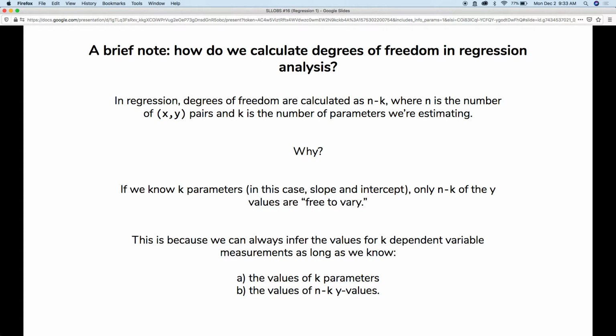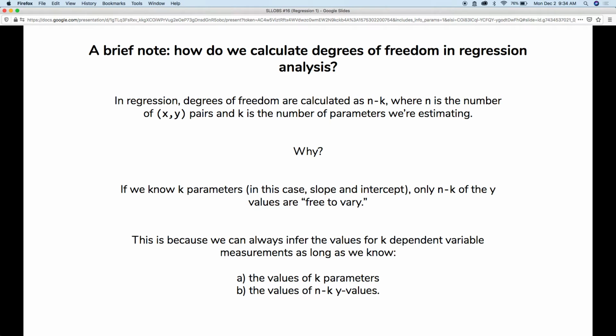So you don't need to worry about this too much, but if you're doing a simple linear regression and you're estimating 2 parameters, slope and intercept, y equals mx plus b, the degrees of freedom in your analysis is just going to be n minus 2. It gets a little bit more complicated when you introduce multivariate regression, but we'll probably talk about that. And similar patterns hold. It's just n minus k.